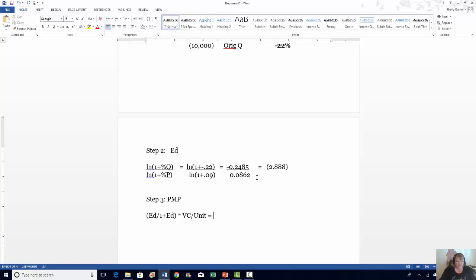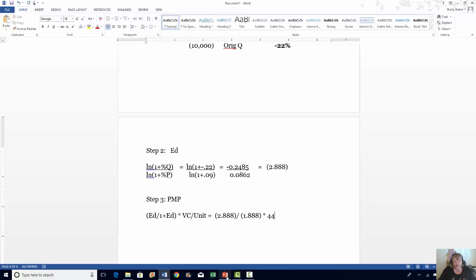We're going to throw some numbers in here. So our 2.888 is going to be divided by a negative 1.8881 minus the elasticity of demand, multiplied by 44. Now, how do I get 44?